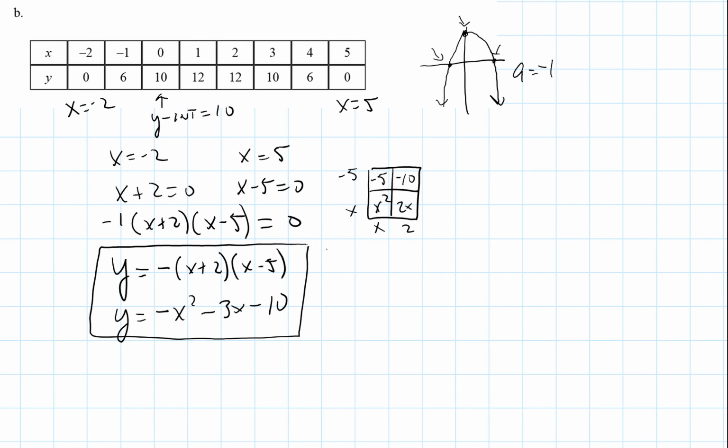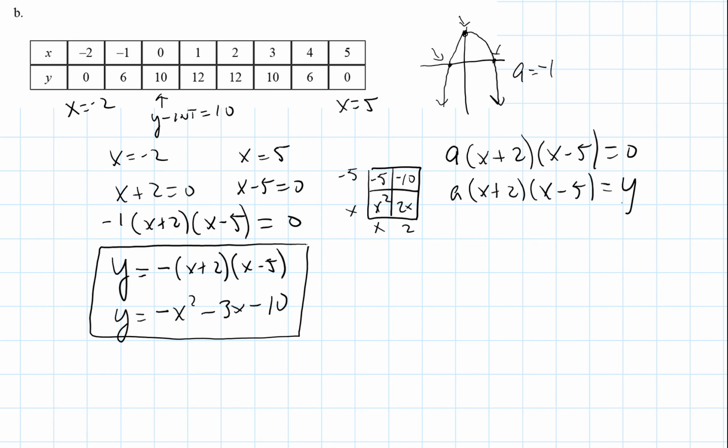Now I wanted to show you another way to get a. So when we got to x plus 2 and then x minus 5 equals 0, we know that there's an a value in front. Typically in a lot of the problems we work with, we assume a is 1, okay, but you can't always make that assumption. So if you want to find that value, we can change the 0 and make an equation a times x plus 2 times x minus 5 equals y. So then we have x and y values.